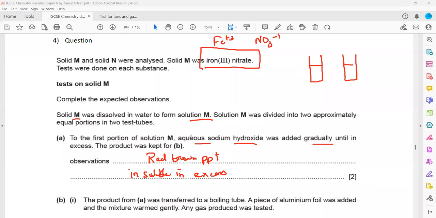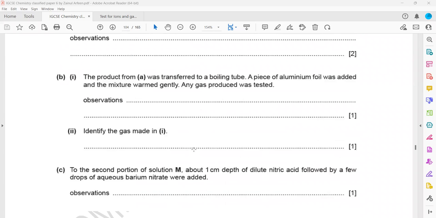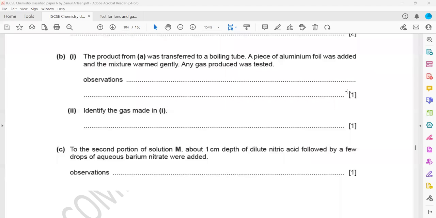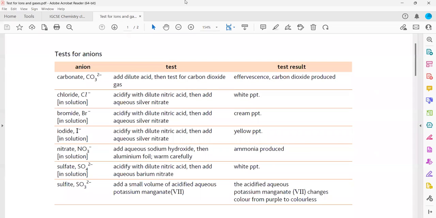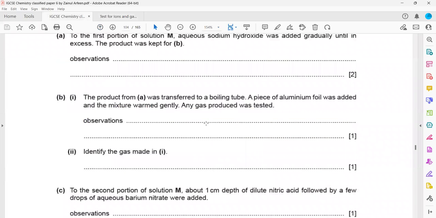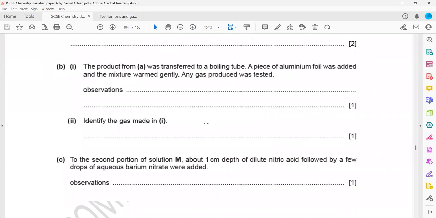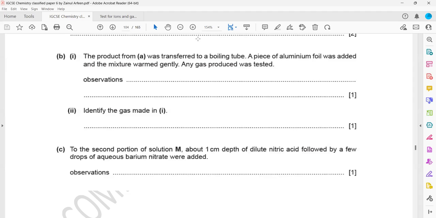The next part: the product of A was transferred into a boiling tube and aluminium foil is added. So first we add sodium hydroxide and aluminium foil. What is this test for? Can you identify what this test is for, adding sodium hydroxide and aluminium foil? Nitrate ion. You can see we add sodium hydroxide, then aluminium foil, and then we warm. As a result, what will happen? If it is a nitrate ion, it will give off ammonia gas. So it will turn damp red litmus blue. So the product was transferred into a boiling tube and aluminium foil is added and the mixture was warmed gently. Any gas produced was tested.